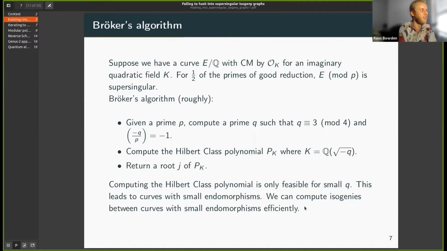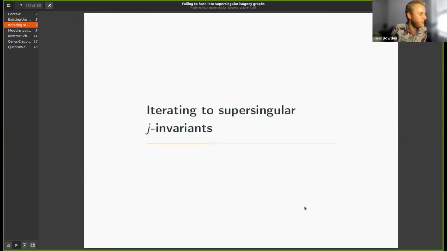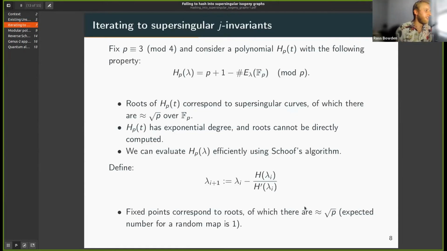Okay, so these are the two methods we currently have to sample supersingular curves, and this is why they fail. So now we're going to talk about some of the approaches we took and why they also do not work. And so any approach we're going to use is going to have to leverage some properties of supersingular elliptic curves. And one of them is that if you look at their rational set of points, then this is a set of order p plus 1.